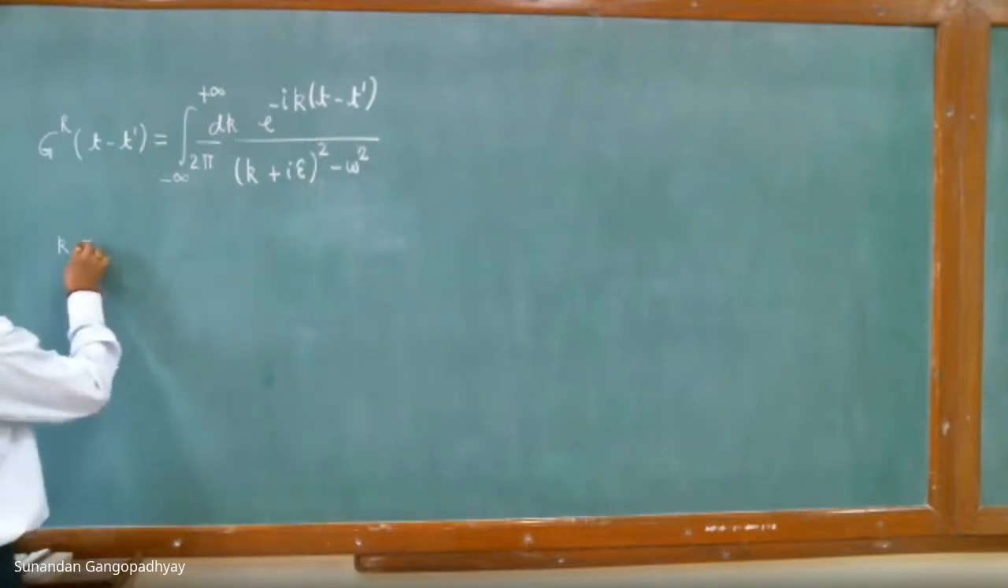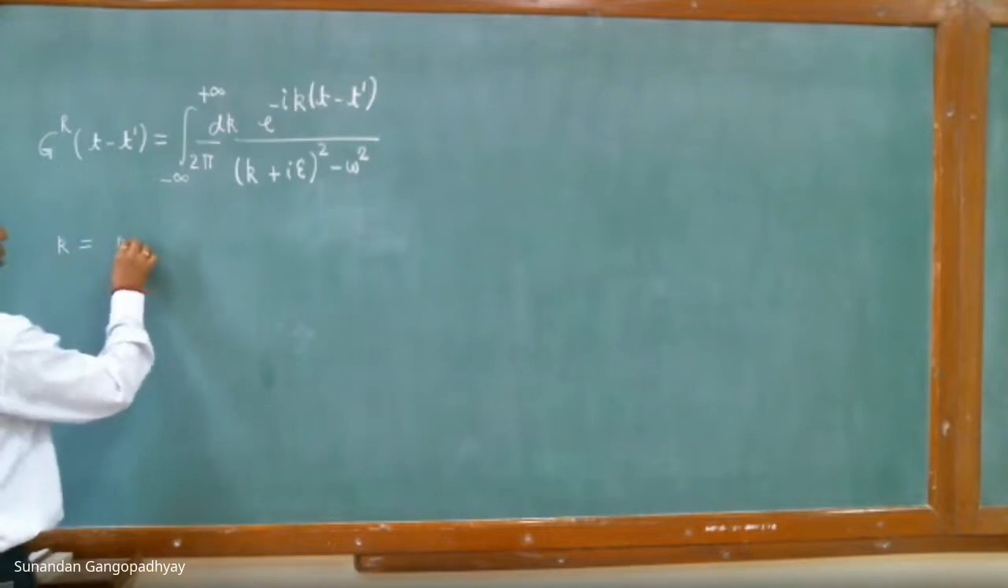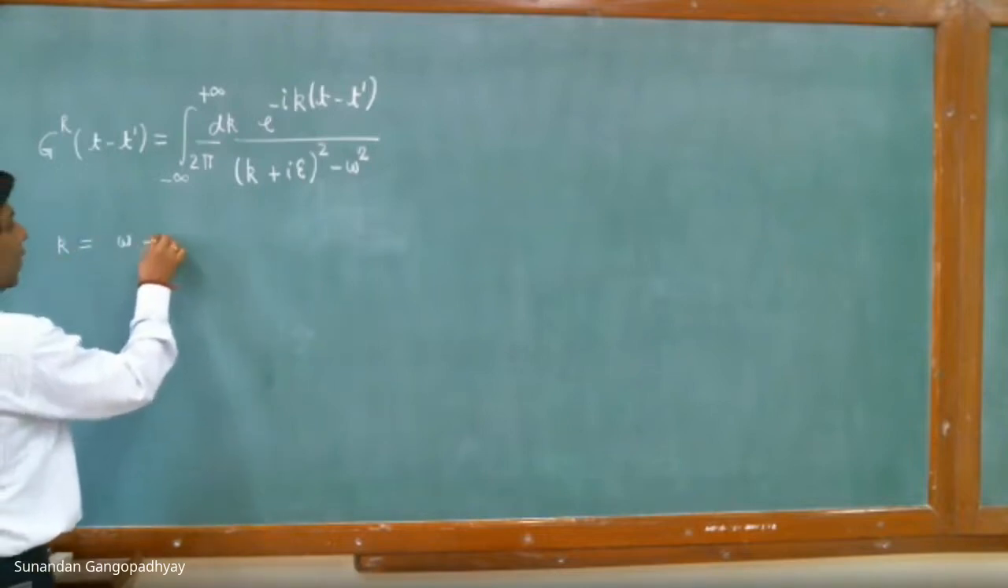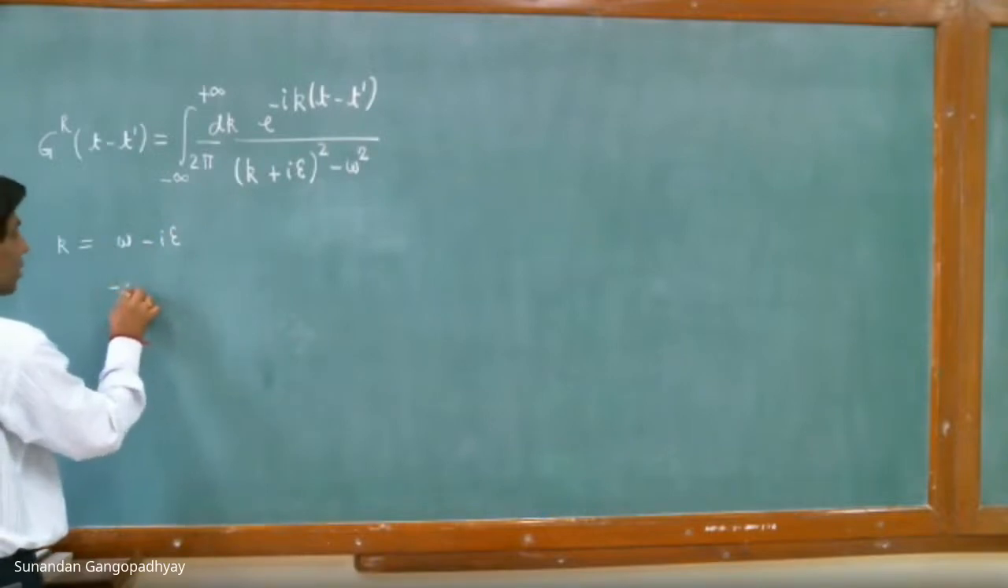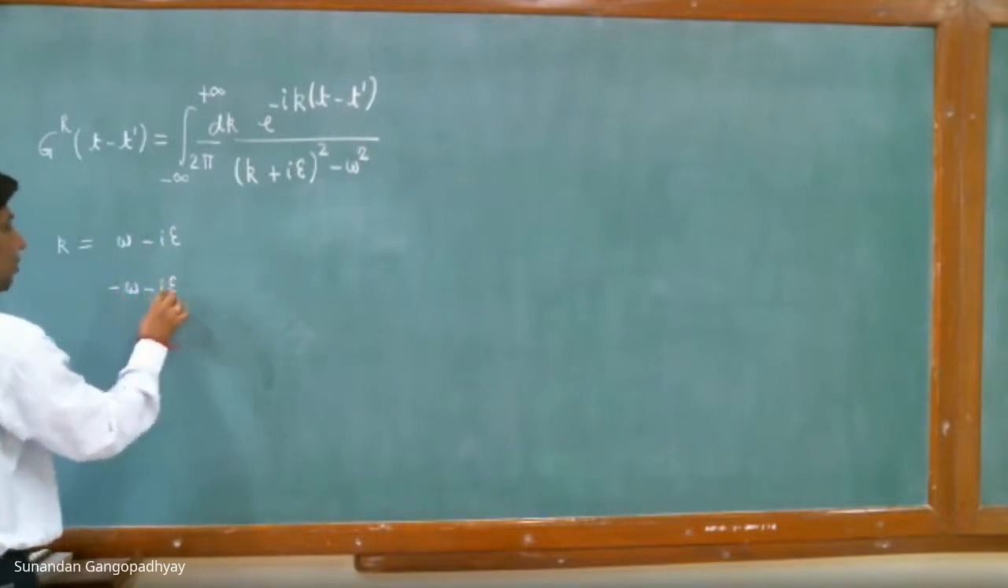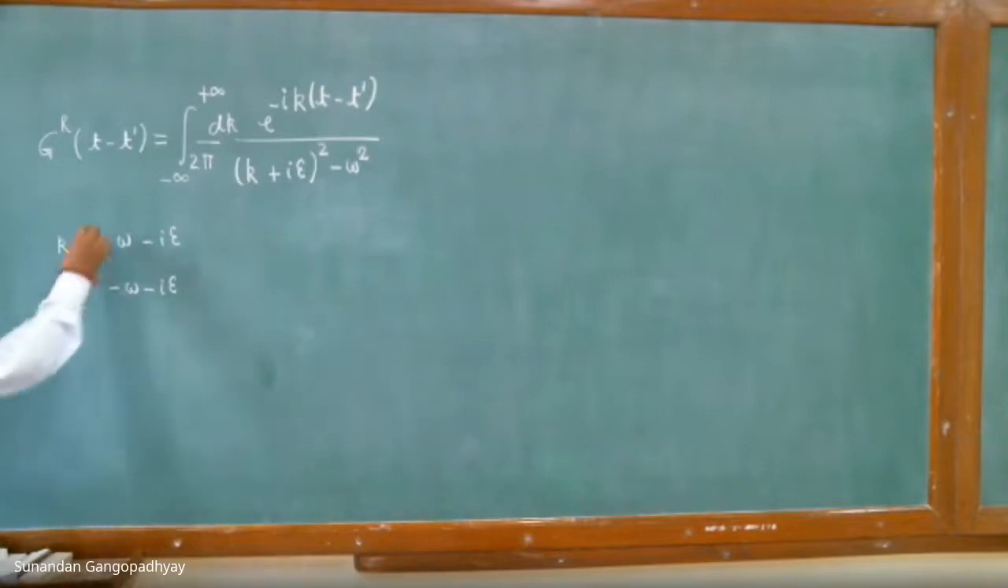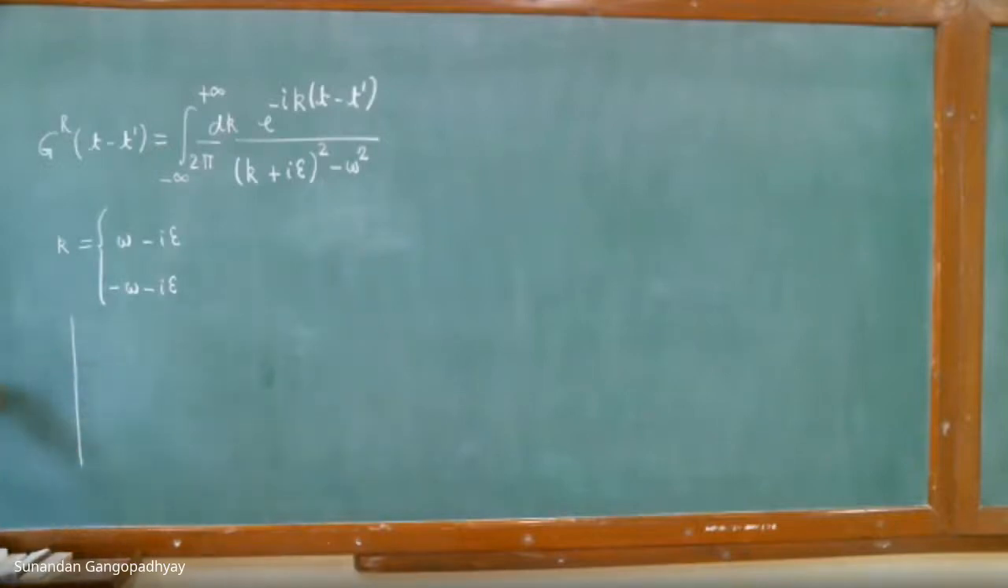We saw that the poles are basically at omega minus i epsilon and minus omega minus i epsilon. So the poles are basically at these 2 points. These are simple poles, and let us draw the contour now. So one pole is at this point, which is minus omega minus i epsilon.